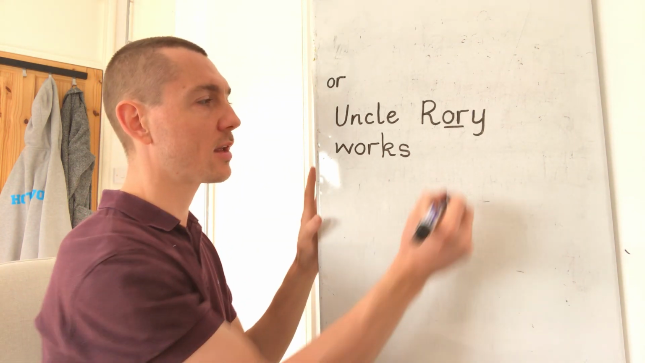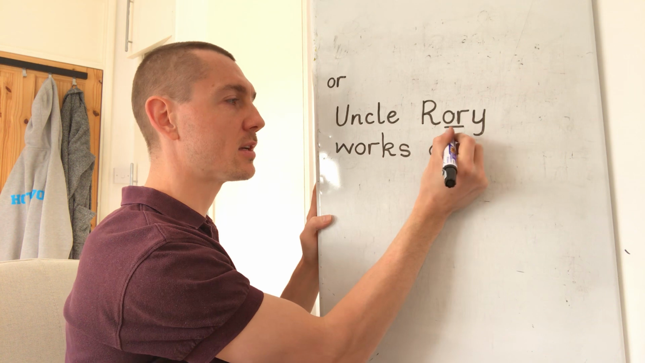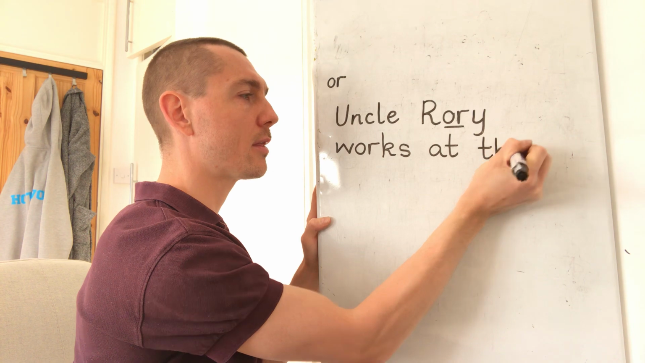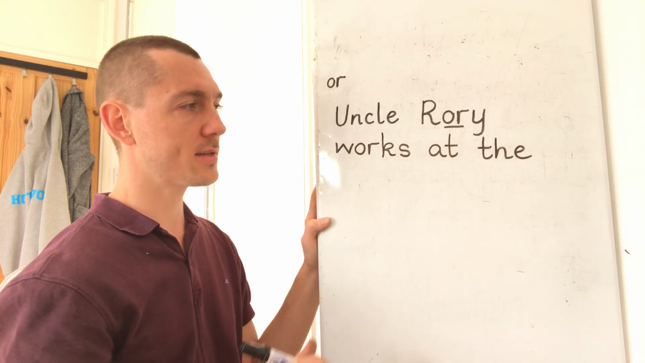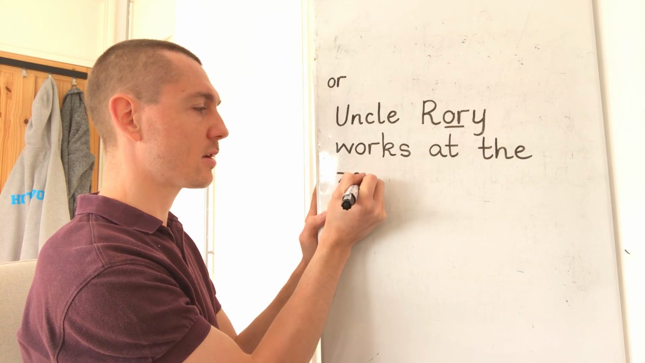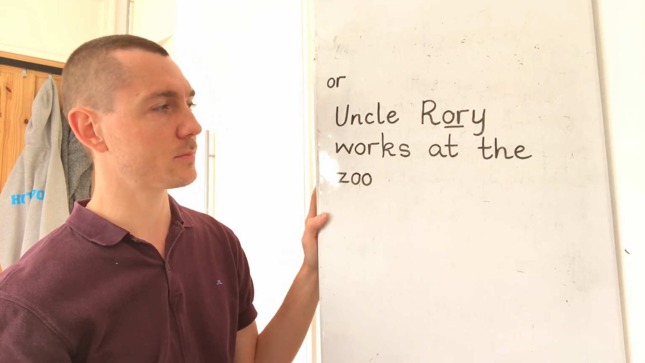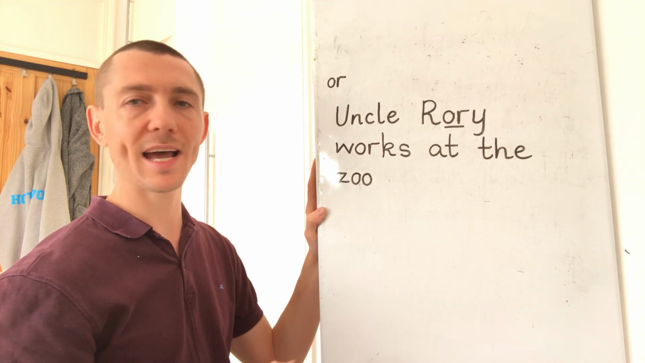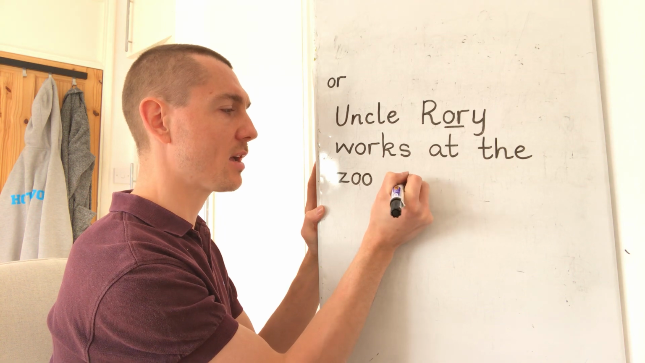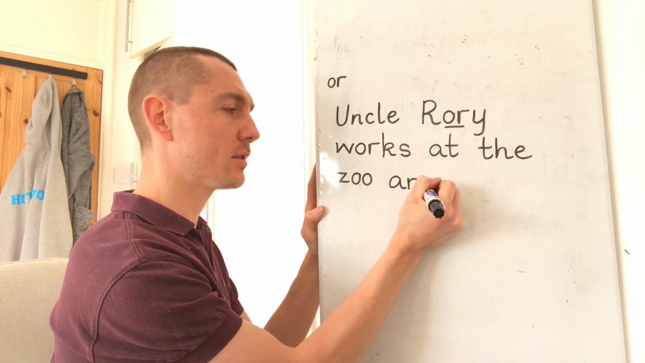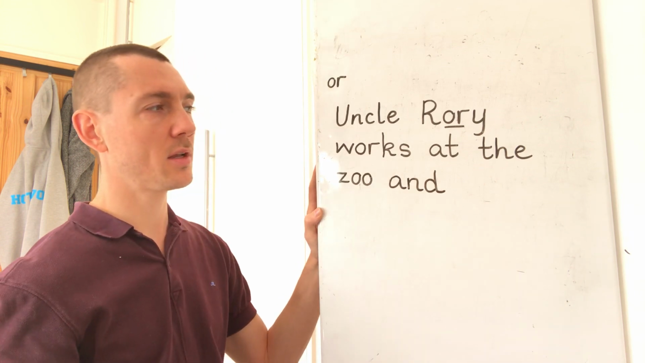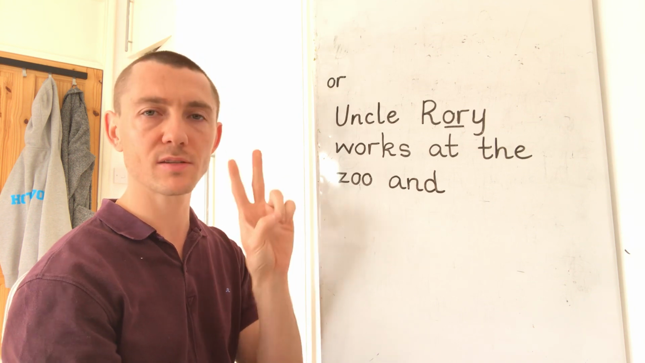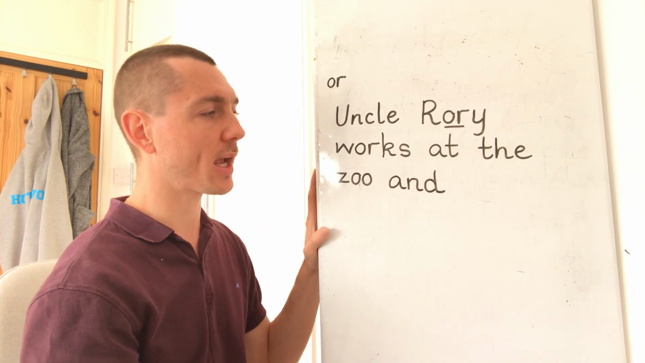3 words. And we say at the zoo. Zoo. Uncle Rory works at the zoo and every morning, 2 words, every morning.